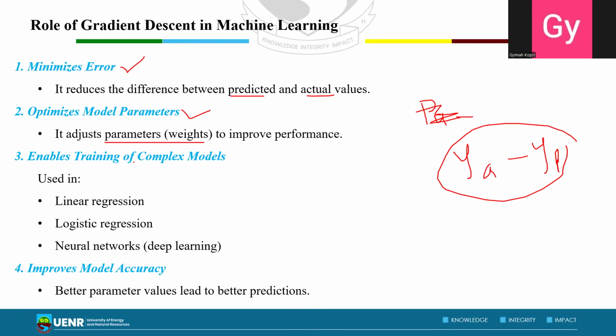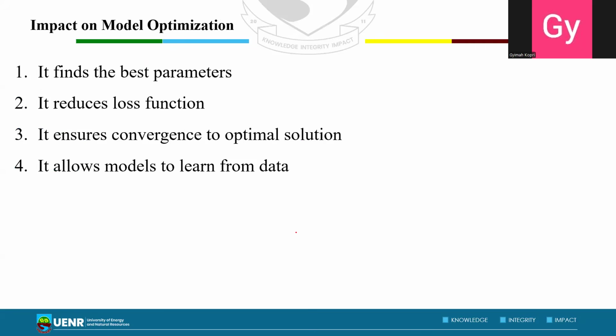It helps us to enable the training of complex models. Examples of these complex models are linear regression, logistic regression, and neural networks. Then it also helps us to improve the model accuracy. If you are reducing error, then your accuracy is going up. It's the other way around. Simple. So what are the impacts? After we've been able to do our optimization, what is the impact on the machine learning work that we are dealing with? It finds the best parameter.